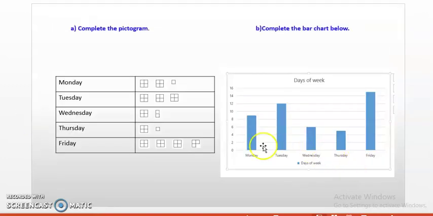So just come here, for Thursday it is 5. See, 0, 2, 4, 6. And between 4 and 6 there is 5. So just draw your bar here. And for Friday it is 15. So just go 0, 2, 4, 6, 8, 10, 12, 14, 16. Between 14 and 16 there is 15. So just draw it here, against the days of the week.